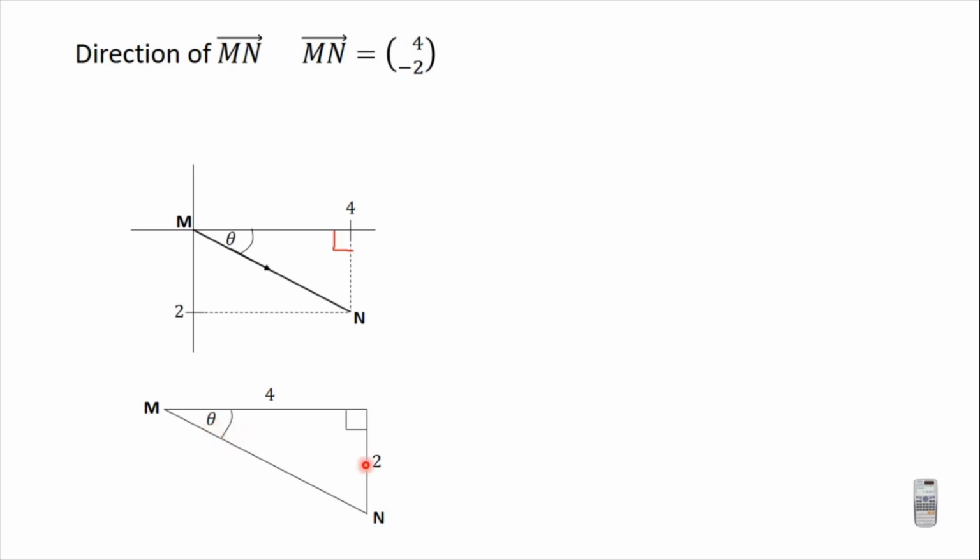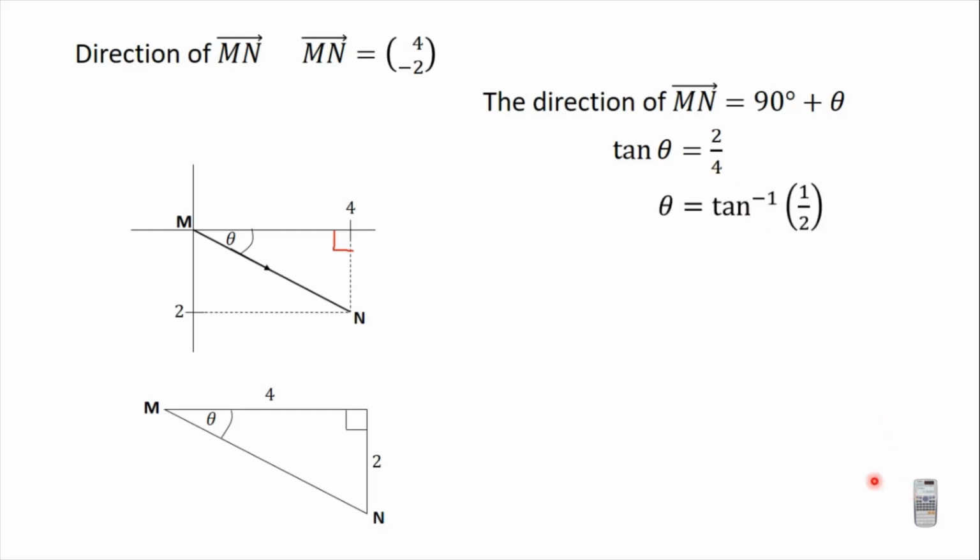Considering theta, 2 is opposite to theta and 4 is adjacent to theta. So we have opposite, we have adjacent. We can use tan to find the value of theta. So from the diagram, you can say that the direction of vector MN is equal to 90 degrees plus theta. So let's find theta and add it to 90 degrees. Tan theta is equal to opposite, which is 2, divided by adjacent, which is 4. So theta is equal to tan inverse of 1 over 2.